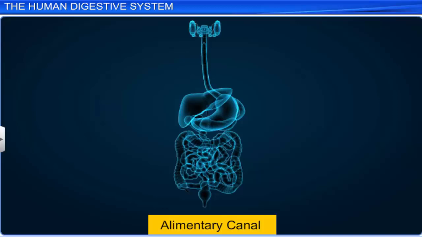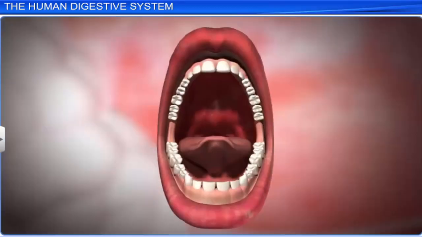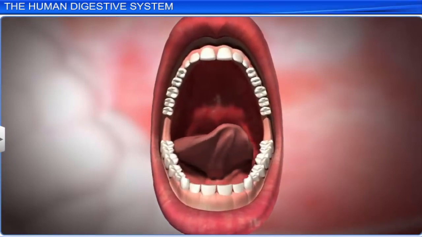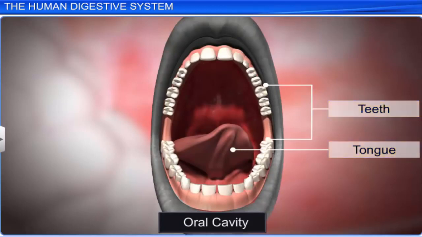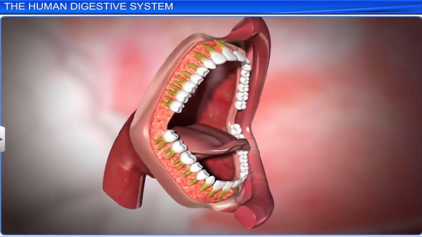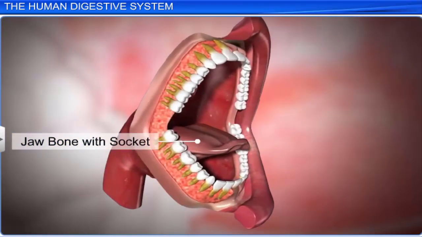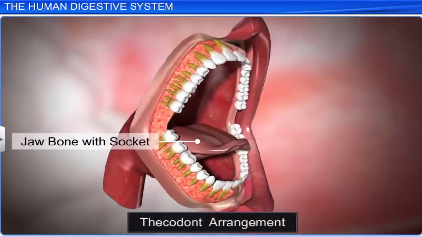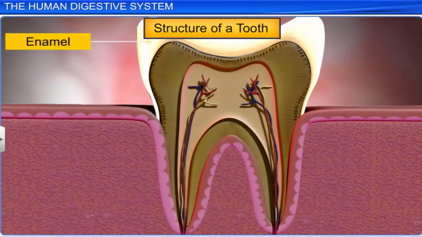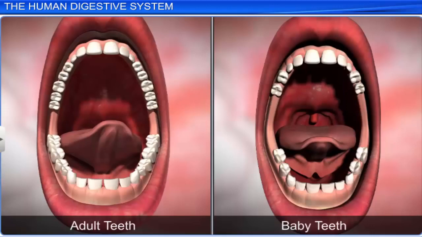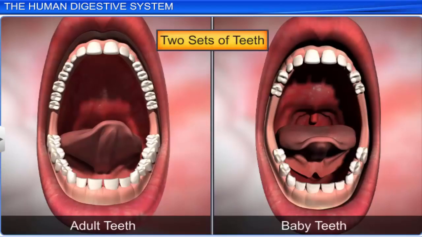If we observe the structure of an alimentary canal, we will see that the mouth, the anterior opening of the alimentary canal, leads to the oral cavity or buccal cavity, which contains the teeth and the tongue. Each tooth in the cavity is embedded in a socket of the jawbone, forming a type of attachment known as thecodont. The hard, chewing surface of the tooth, made up of enamel, helps in chewing and breaking down of food. Interestingly, human beings develop two sets of teeth during their lifetime and are hence known as diphyodont.